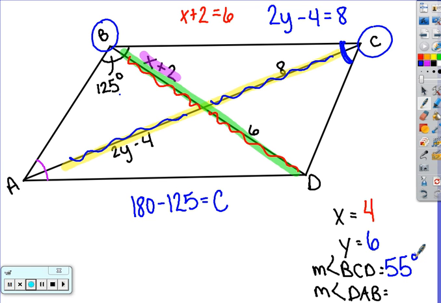Now we need to find the measure of angle A. If you'll notice, A and C are opposite angles. Property number 2 says angles opposite each other have equal measures, which means that if C is 55 degrees, A is also 55 degrees.